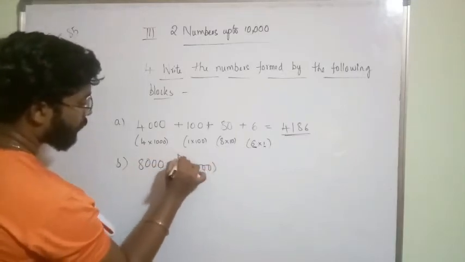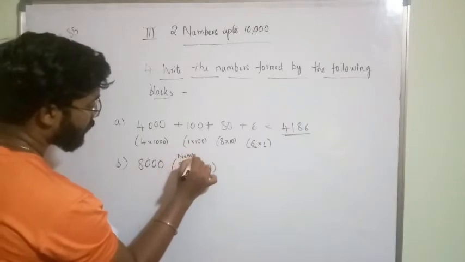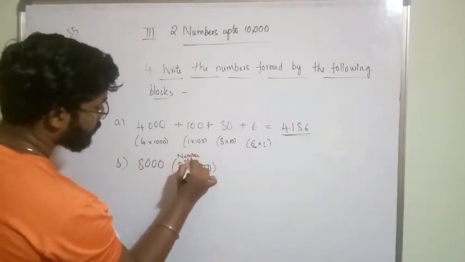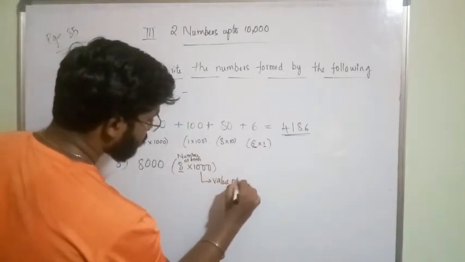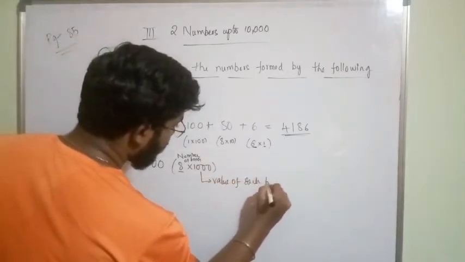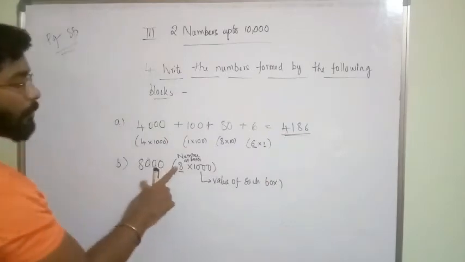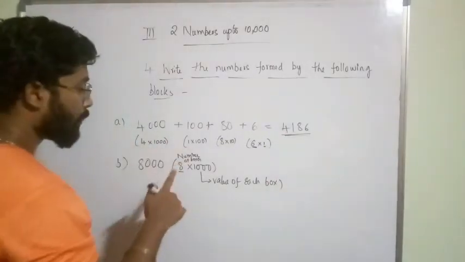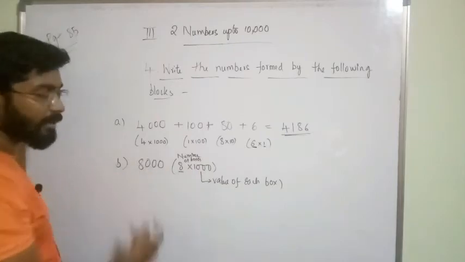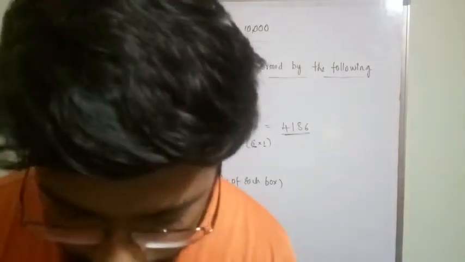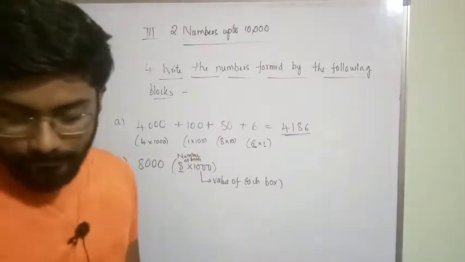This is the number of boxes. This is the value of each box. Okay, you have 8 boxes, means 8 cubes. What is the value of each cube? 1000. So if you multiply, you get 8000. Clear? So like that you have to understand.